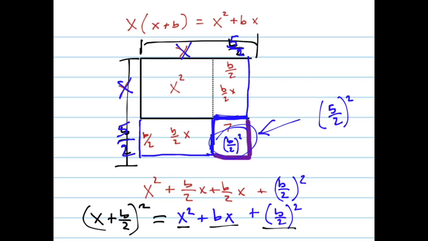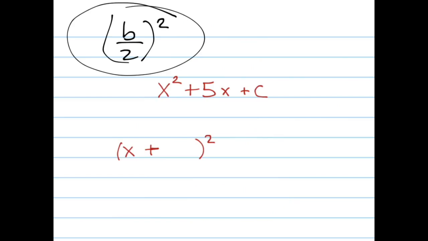So if we look at our expression, x squared plus 5x plus c, what's b? And this right here, what's b? 5. So all we have to do to fill in c is do 5 over 2 squared. What is it? What's 5 over 2 squared? Don't use your calculator. 25 over 4. So that's the value for c that will make it a perfect square.